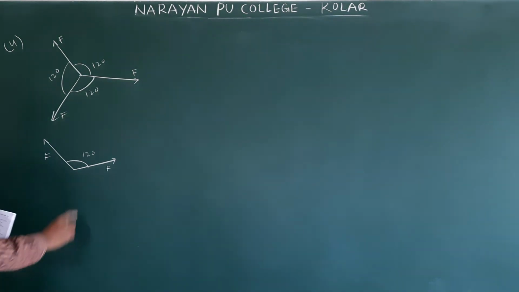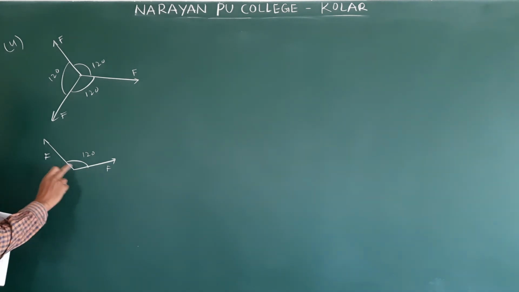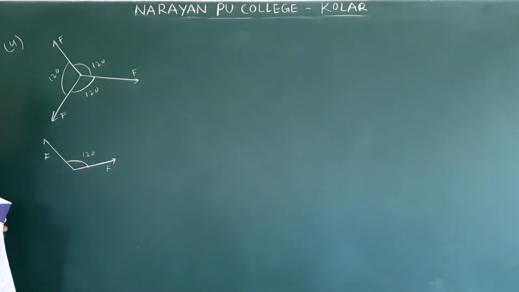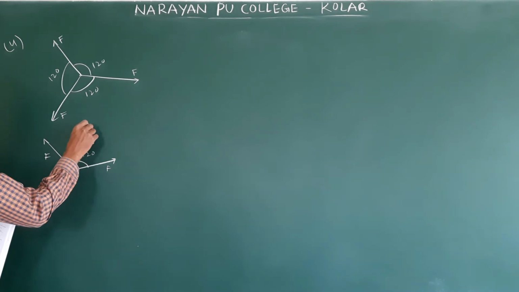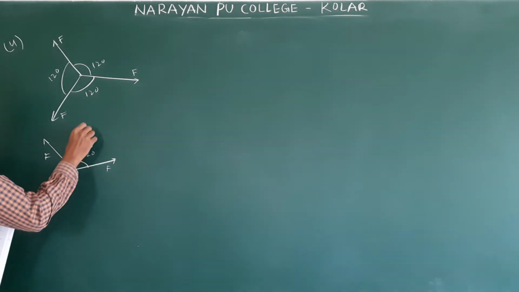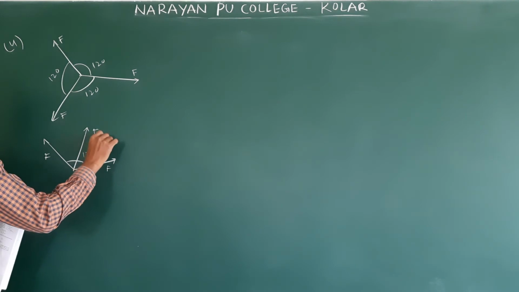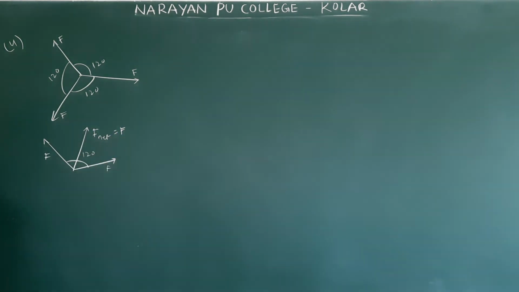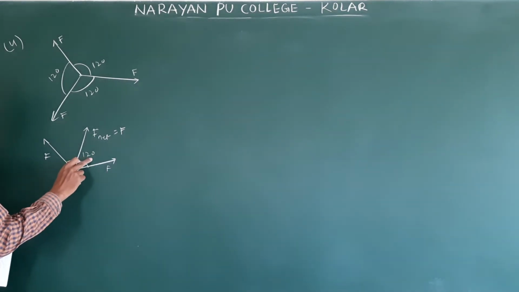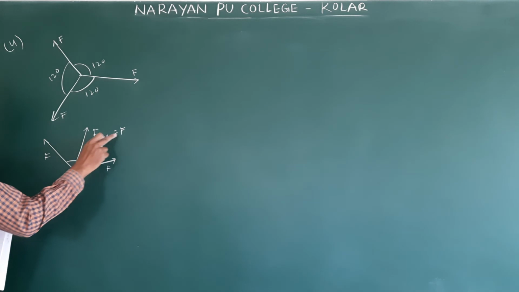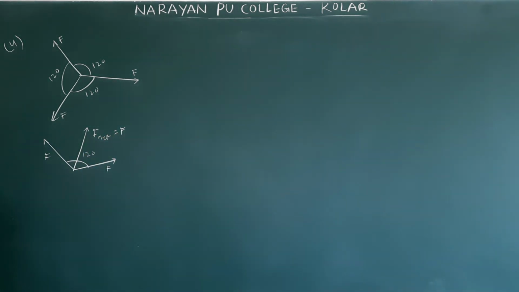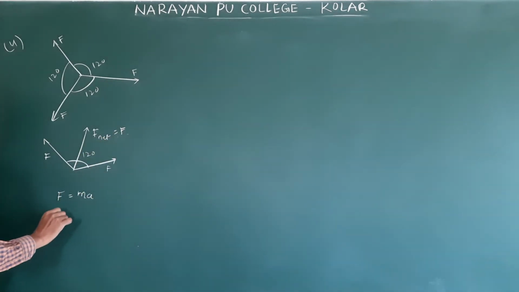Now, what would be the resultant force? I already mentioned equal vectors: if the angle between them is 120, then the resultant lies exactly in the middle, and this resultant force F net will be F only. Clear? Special condition: equal magnitudes and angle between them 120, the resultant is equal in magnitude to any one of the vectors. Then when one is removed, the net resultant is F. So F = ma, giving a = F/m.